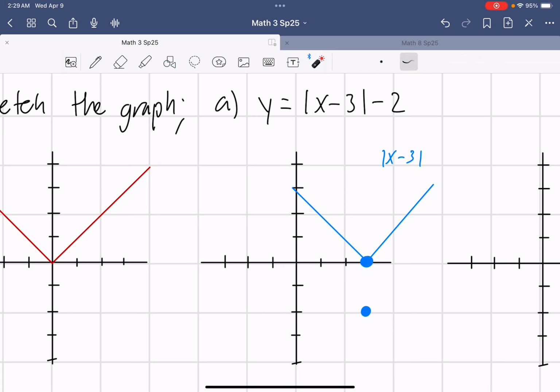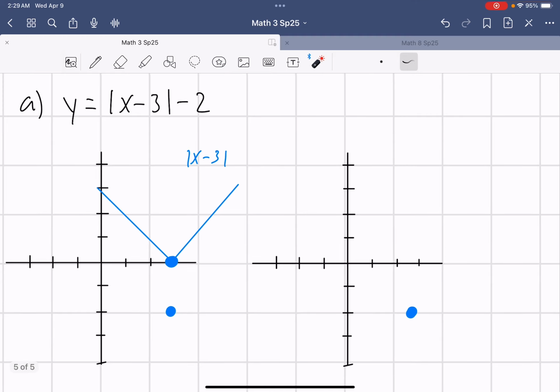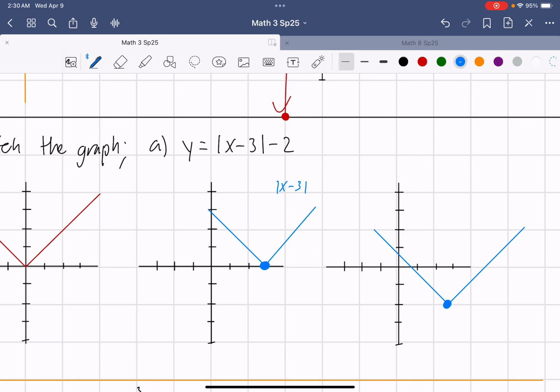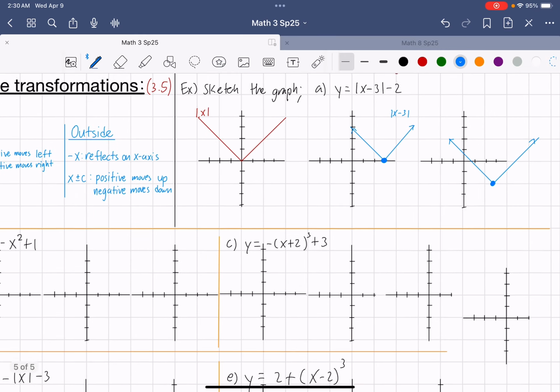So this graph, all it did, because of that negative 3, is not move to the left, it actually moves 3 to the right. Now this negative 2 just brings everything down by 2. So it's going to look like this. And that'll be all. Those are your 3 different graphs. It moved to the right, and it moved down.